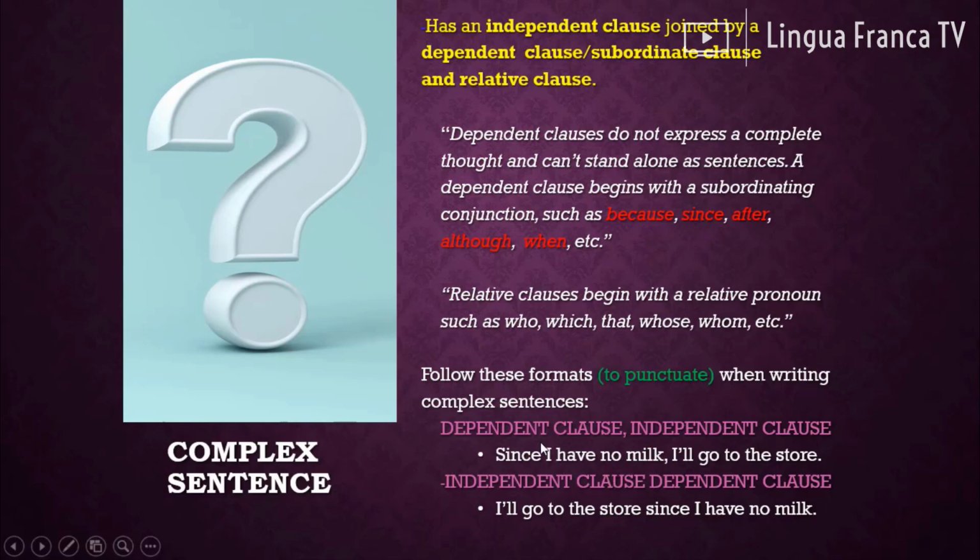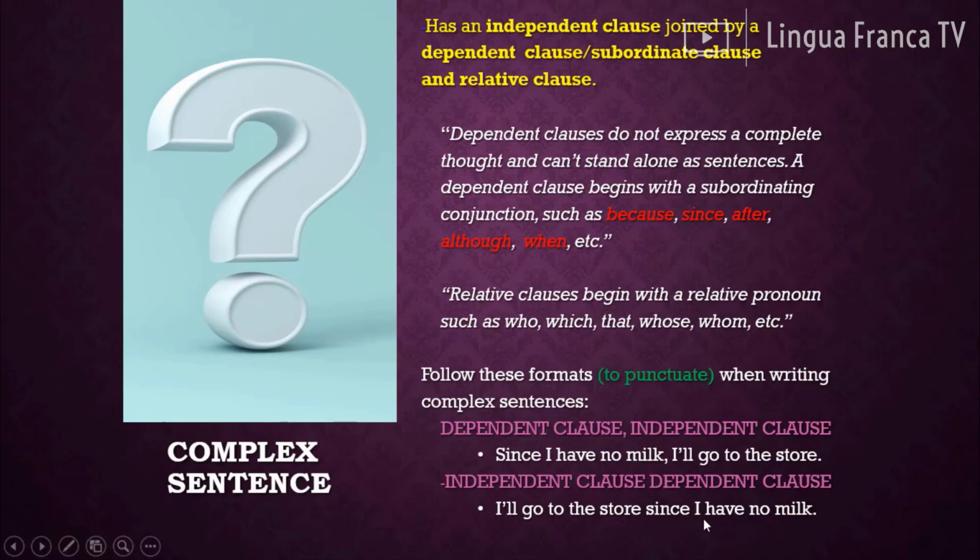So whenever a dependent clause is coming in the beginning, it'll take a comma after it, and then you will begin with the independent clause, right? So the complex sentence, all in all, is a combination of independent and dependent clause, with a subordinating conjunction or relative pronoun connecting both of them. It has to be in between, right? So as you can see here in this example, I'll go to the store since.